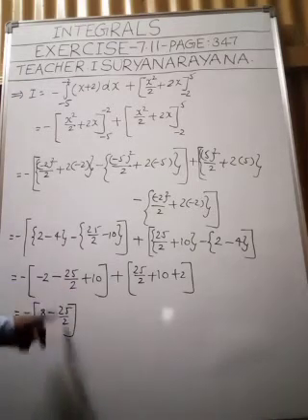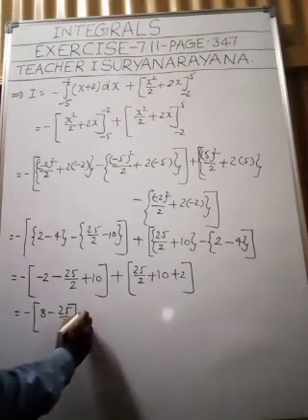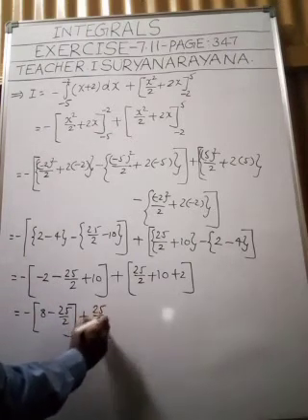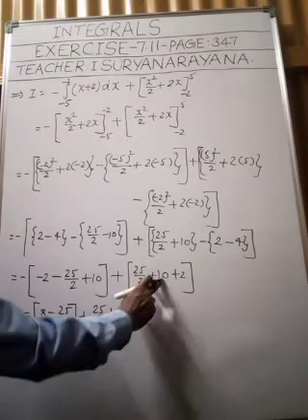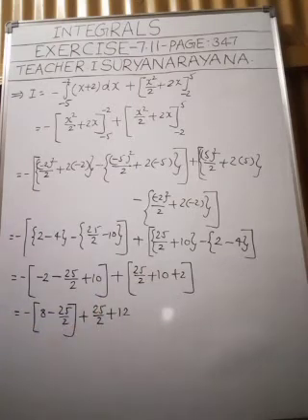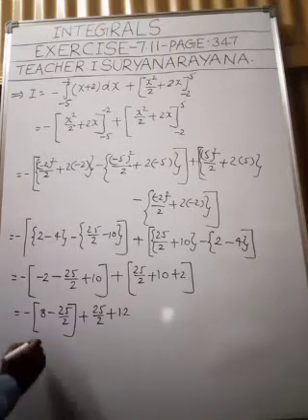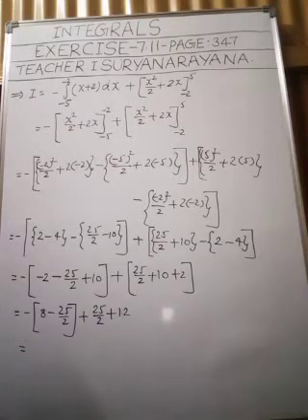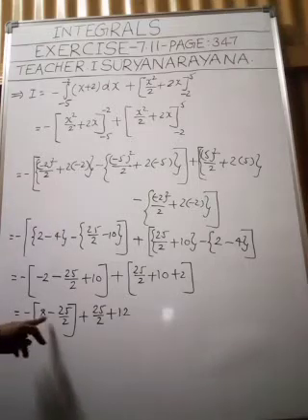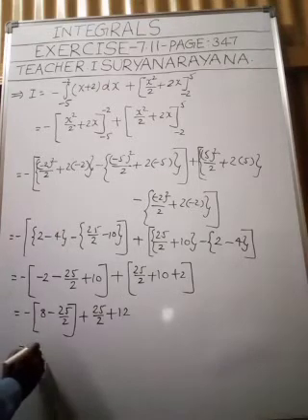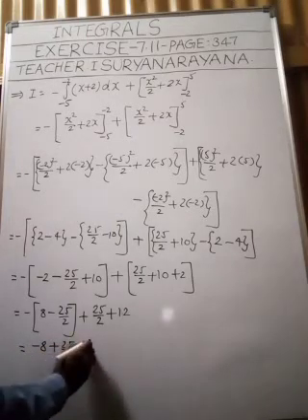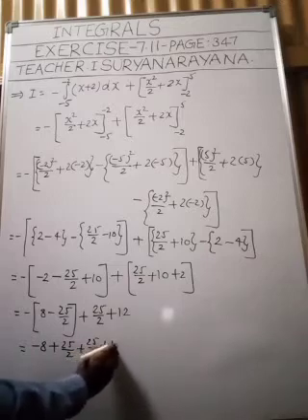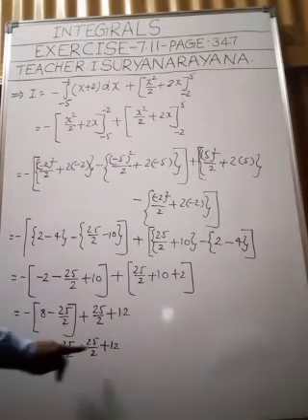Okay, my children, understood these two terms in these brackets. Plus 25 by 2 plus 10 plus 2. What will get? 12. Okay, my children, understood? Right. Now, let us multiply by minus. What will get? Minus 8 plus 25 by 2 plus 25 by 2 plus 12. Understood this step, my children?